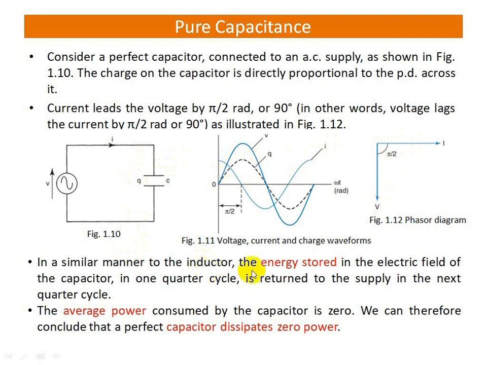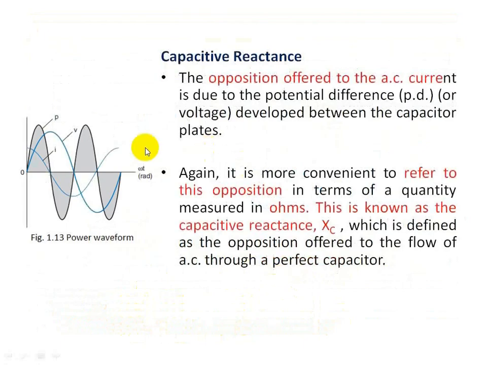In the capacitance, energy is stored in the electric field. During one quarter of the cycle, the energy is stored in the capacitor. During the next quarter of the cycle, the energy is delivered back to the source. The average power consumed by the capacitor is 0. Therefore, a perfect capacitor dissipates 0 power; it does not consume any power. In the power waveform, during the positive part of the cycle energy is stored in the electric field, and during the negative part it is delivered back to the supply.